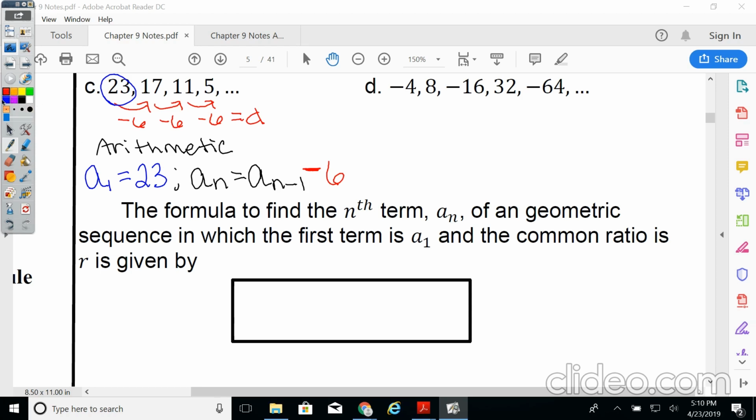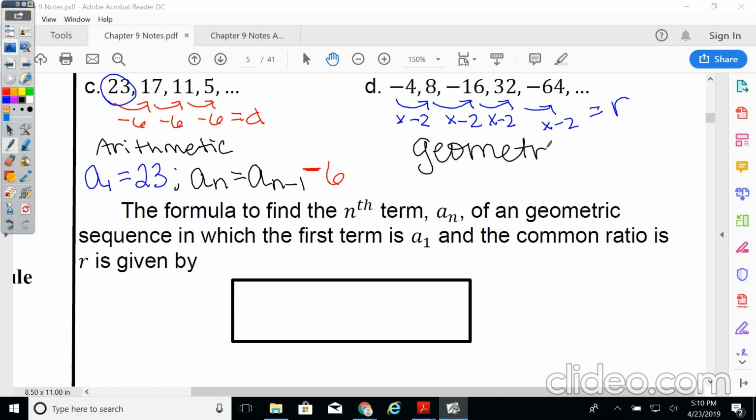All right, and then the last one, just looking at it, I know it's not an addition pattern because they alternate positive negatives. So I'm going to go straight to multiplication. So negative 4 to get 8, I would multiply by negative 2. 8 to get negative 16, I'd multiply by negative 2 again, and negative 2 again. So this is my common ratio this time. Since they're all the same, this would be geometric because it has a common product.